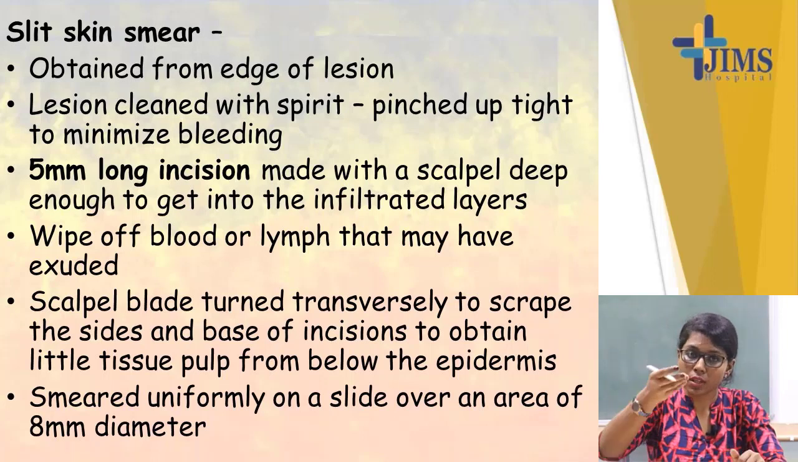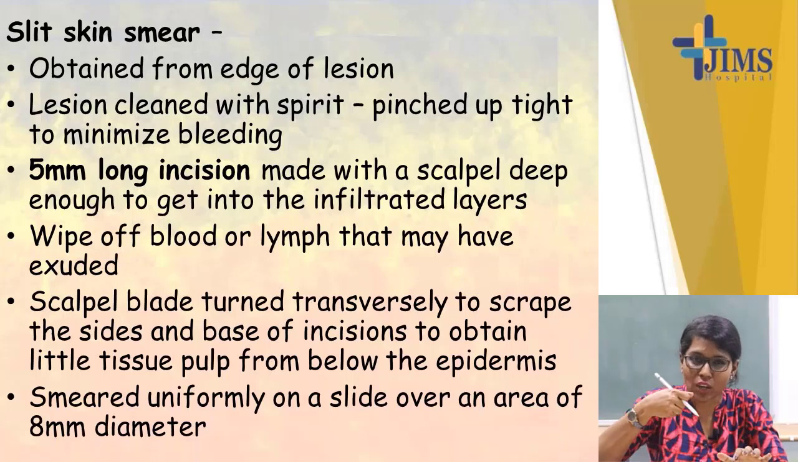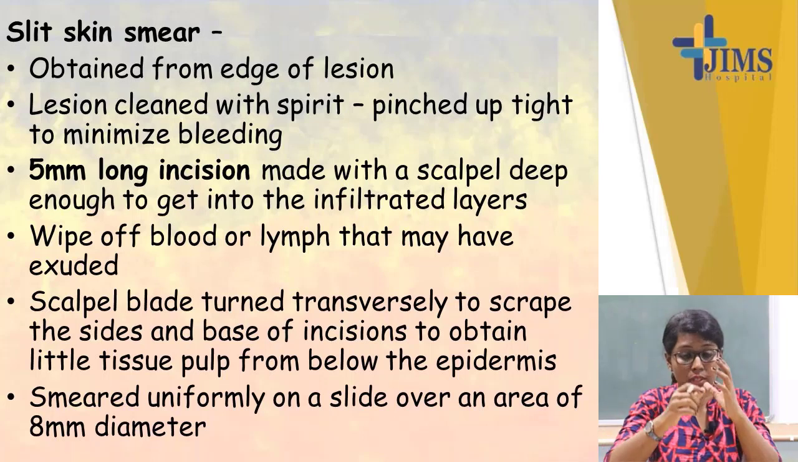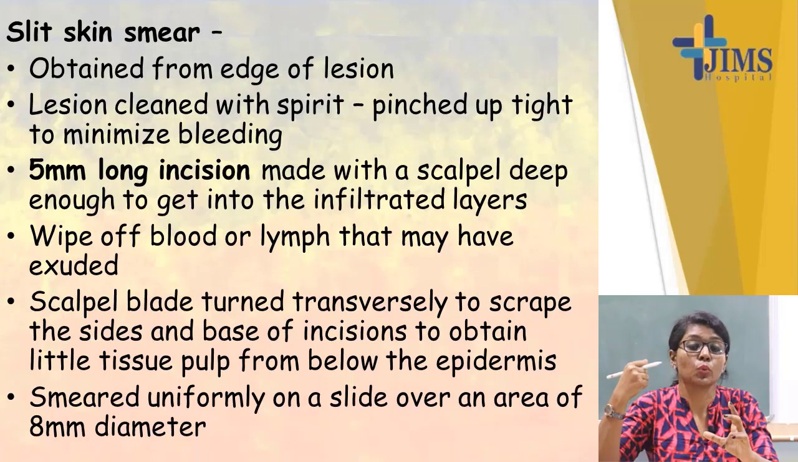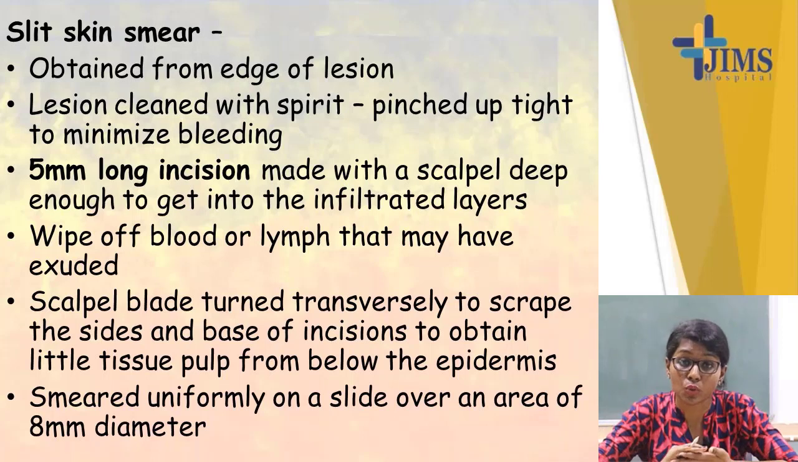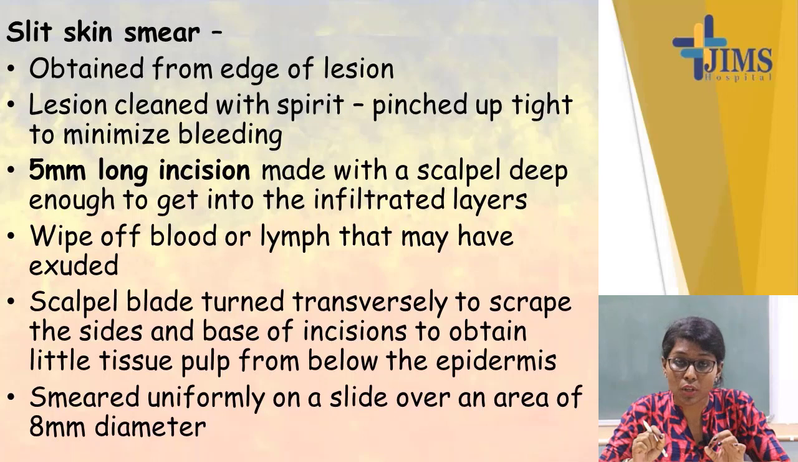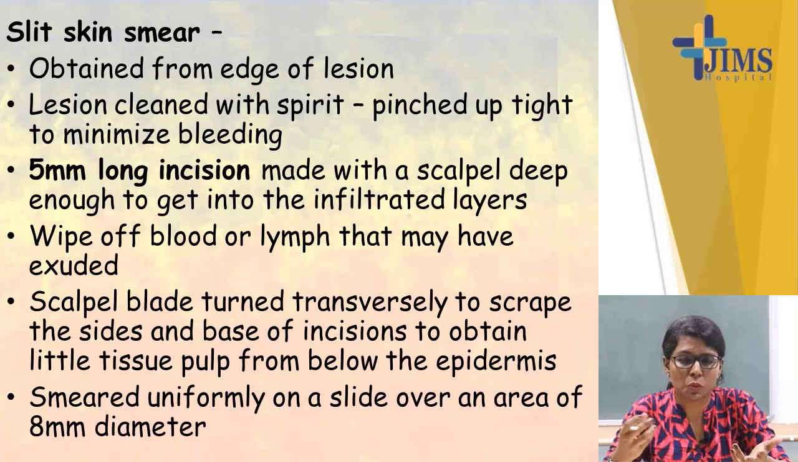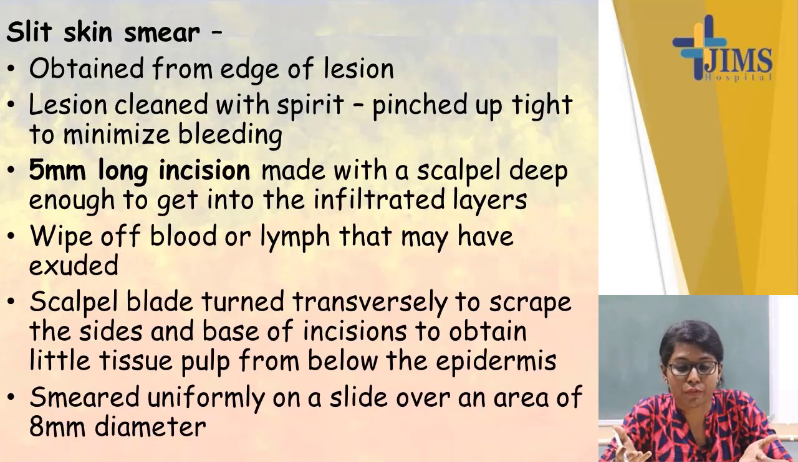Alright, so you turn the scalpel transversely. You don't need the sharp end right now, you need the blunt end because you have to take off this tissue. So you take the blunt end and then with the incision that you have made, from the base of it, you collect the tissue. With the help of the blunt end of the scalpel, you collect the tissue and put it onto the slide. Of course, the slide has to be cleaned. So you put it onto the slide and make a smear of roughly around 8 mm diameter, and proceed for Zn stain. Obviously, Zn stain.